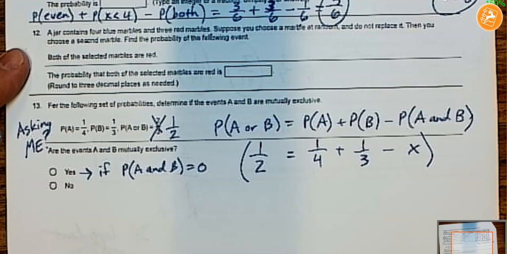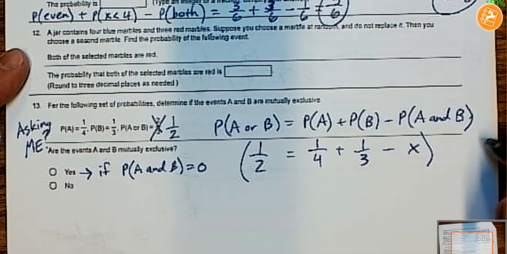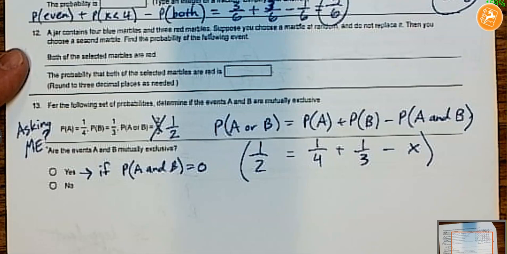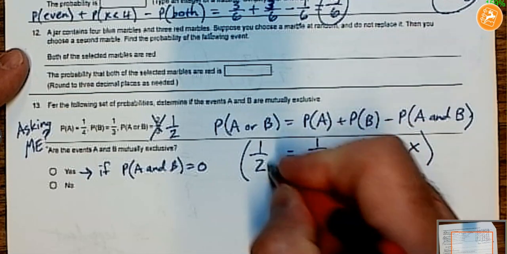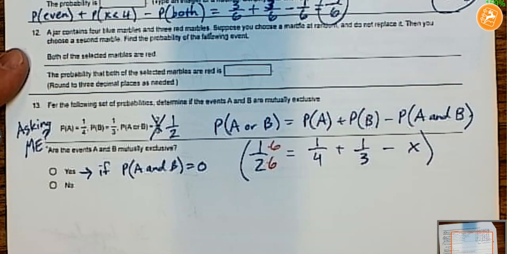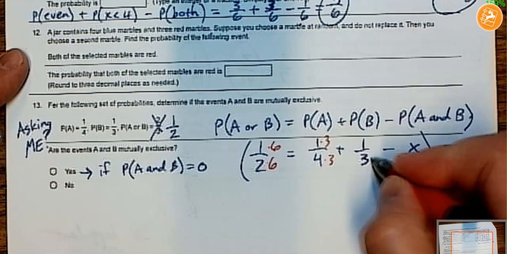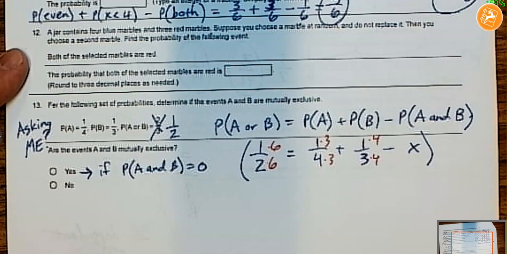Okay. What's a good common denominator for this? I don't know why I just put parentheses around that. I'm not going to get rid of them. What's a good common denominator between 2, 4, and 3? 12. Thank you very much. So we're going to multiply this one by 6. Multiply this one by 3. Multiply this one by 4. Solve it.